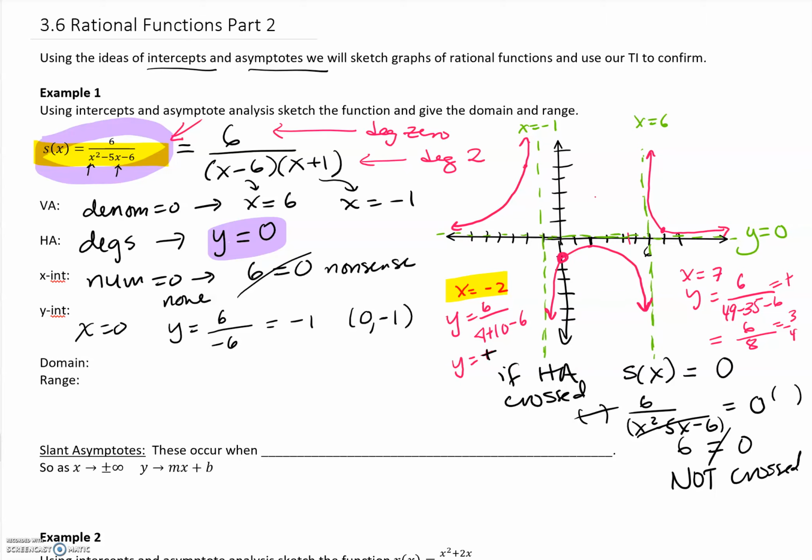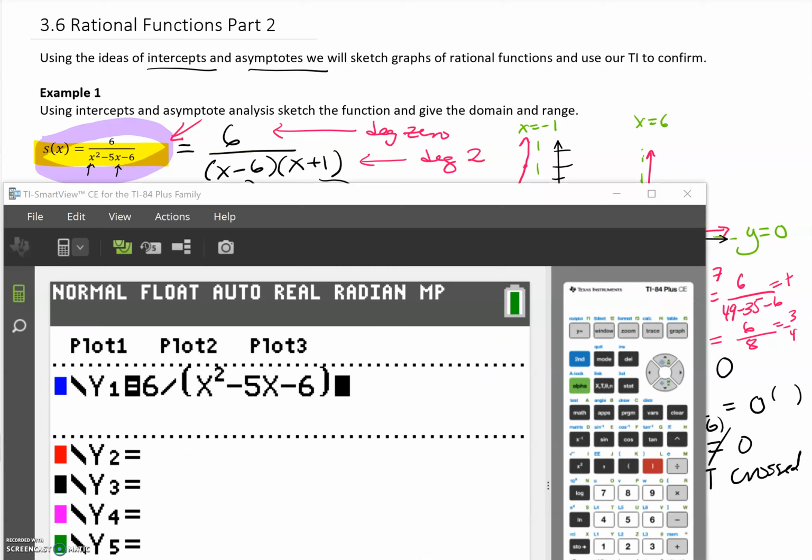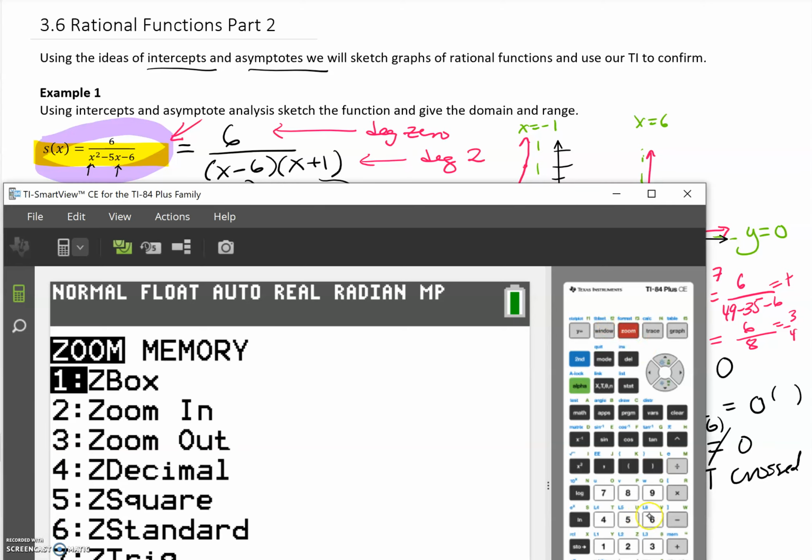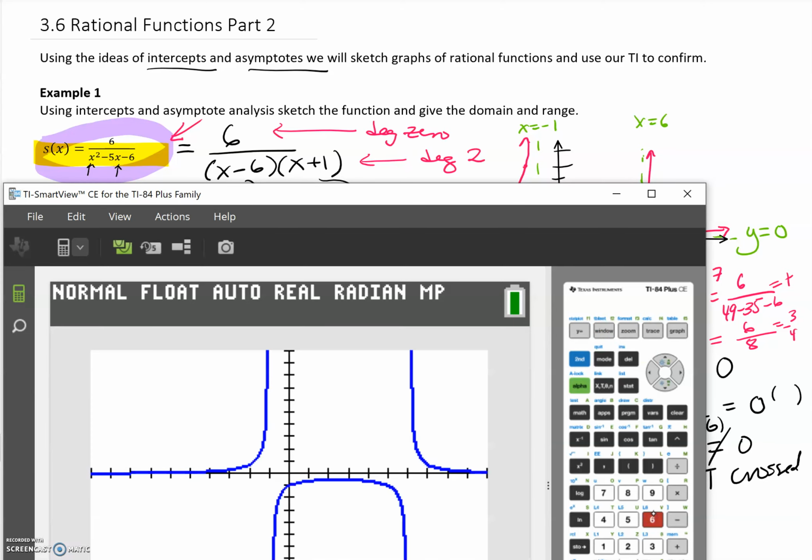Let's quickly go look at the TI as well. So I put the function 6 over the quantity x squared minus 5x minus 6 into my TI. Make sure you have parentheses around the denominator, and I'm going to do a zoom 6 on it. And it does look a lot like the one we sketched. The horizontal and vertical asymptotes are not too clear there, but we know they happen at -1 and +6. And also on the TI, it looks like you're touching the x-axis, but you're not, because that is a horizontal asymptote, and we showed that it does not get crossed.